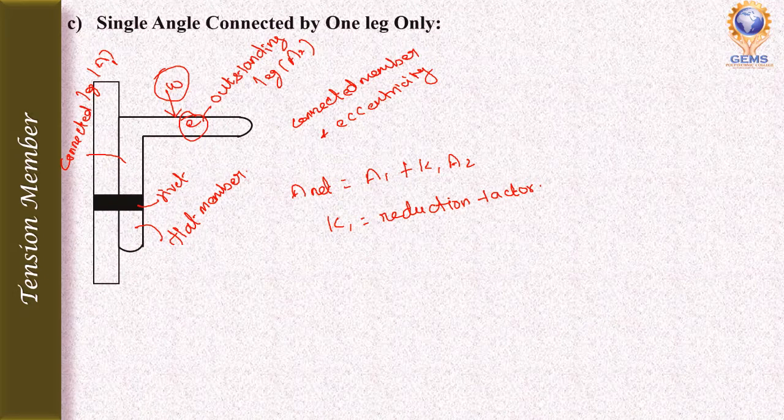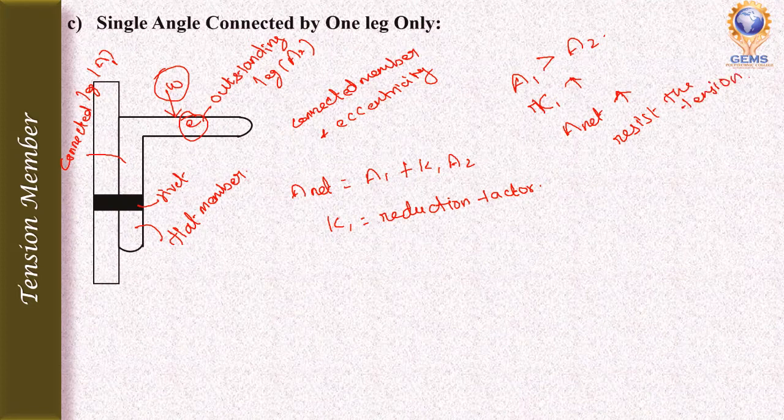Why? If A1, that is the area, is greater than A2, then the reduction factor K1 value will be high. If area 1 is greater than A2, the reduction factor will be more. Once the reduction factor is more, the net area will be high. So if the net area is high, we can easily resist the tension.